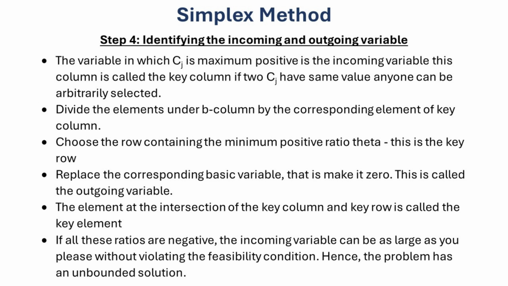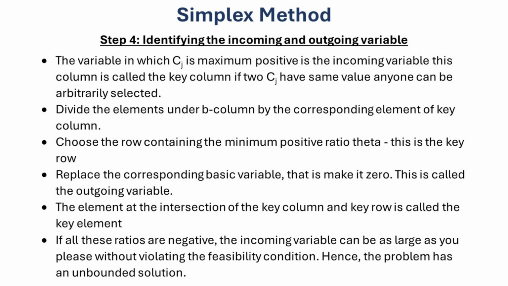Now choose the row containing the minimum positive ratio theta. So theta will be B by x3 here, that is the element in B divided by the corresponding element of the key column. Now we'll choose that B which has the minimum positive ratio, and that row will be called the key row. Now we'll replace the corresponding basic variable. That variable will be the outgoing variable, and in place of that variable, we'll bring in the incoming variable. I'll just explain to you in the example how to do this.